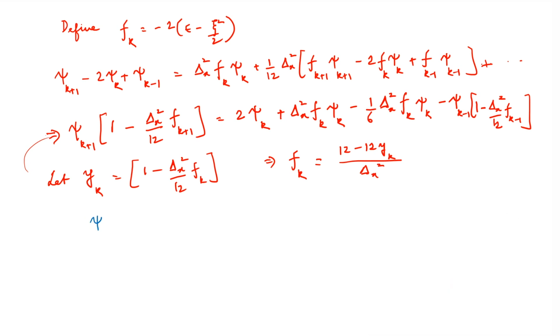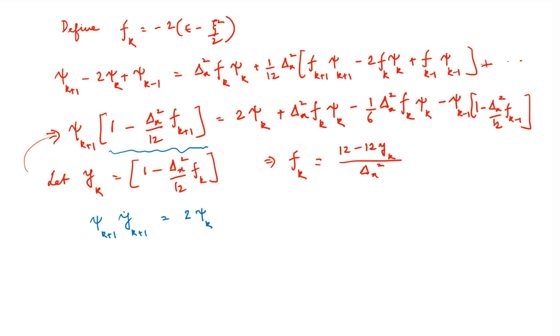So, I get psi k plus 1. Now, this term here in this equation is nothing but my y k, or in this case it is y k plus 1. So, psi k plus 1 y k plus 1, that is my left hand side. This equals, I have twice psi k.